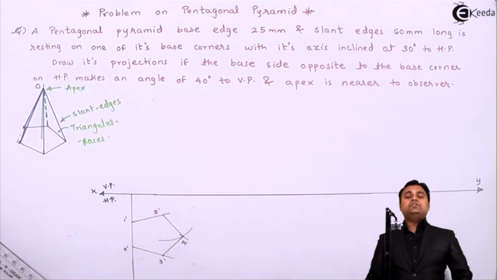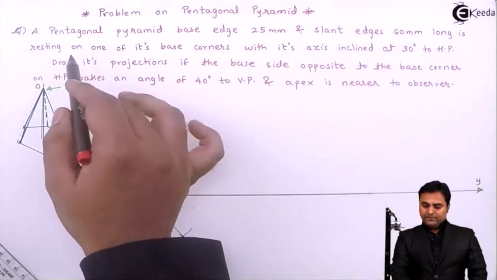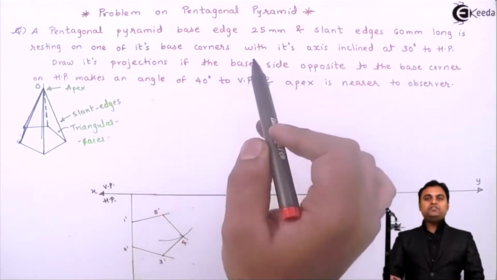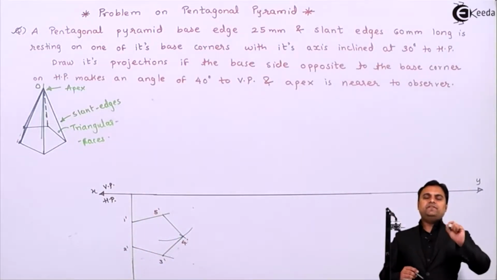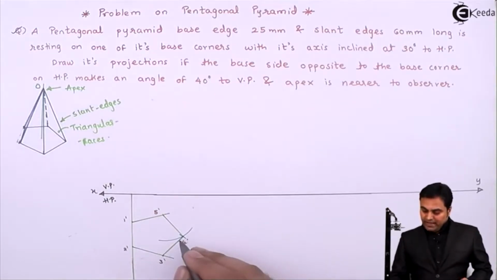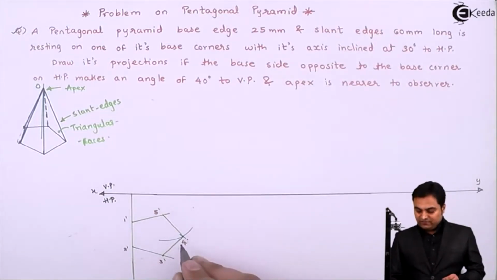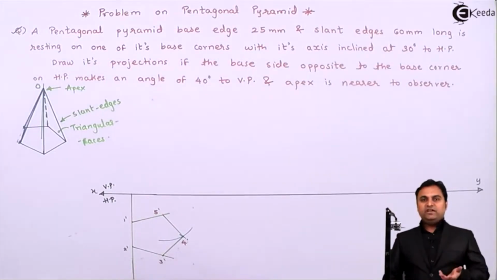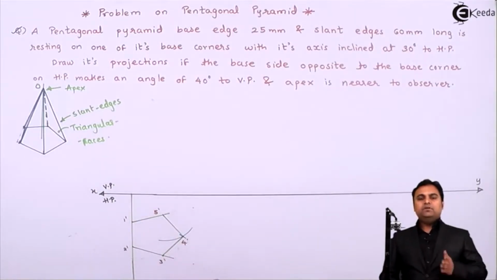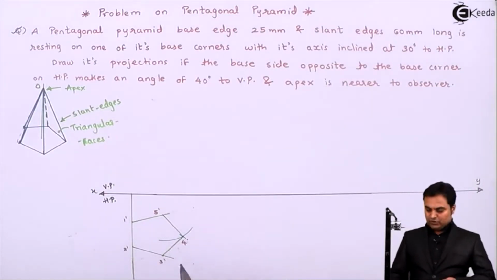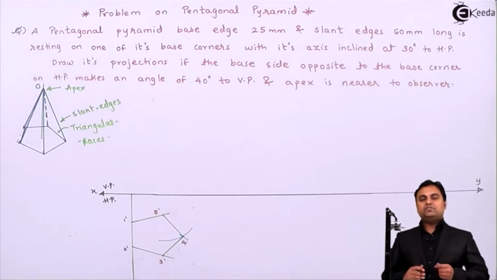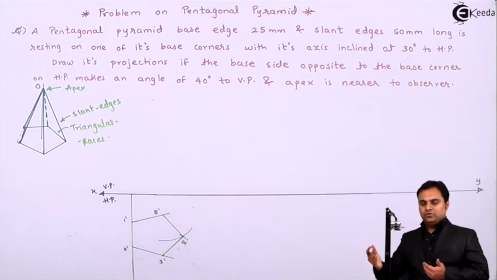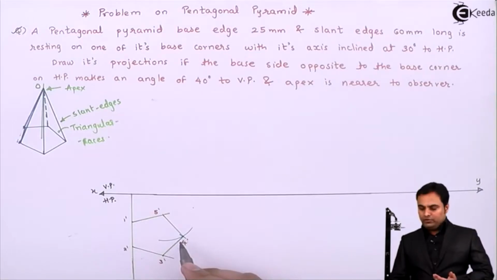Now since in the question it is mentioned that a pentagonal pyramid base is 25 mm, slant edge is 60 mm long, is resting on one of its base corners. Since it was given that it is resting on its base corner, I am taking that reference corner as 4 dash. That is why I have drawn the pentagon in this way. Otherwise, it would have been on this edge as well. But since it is mentioned that it is resting on its base corner, we have to take that corner which is on the right hand side, because in solids, we are going to tilt the solid onto the right hand side. So here I am taking this corner as 4 dash.